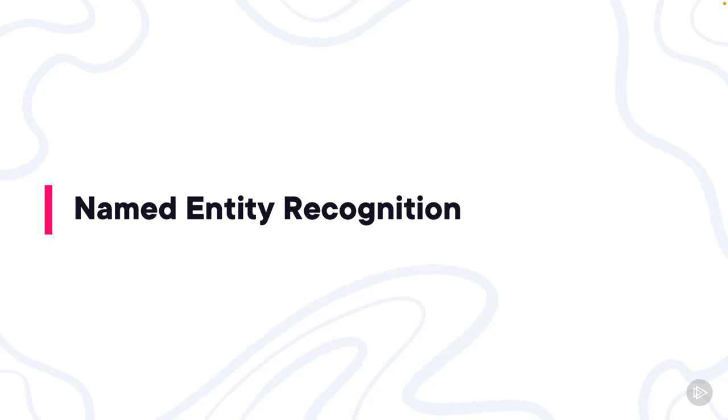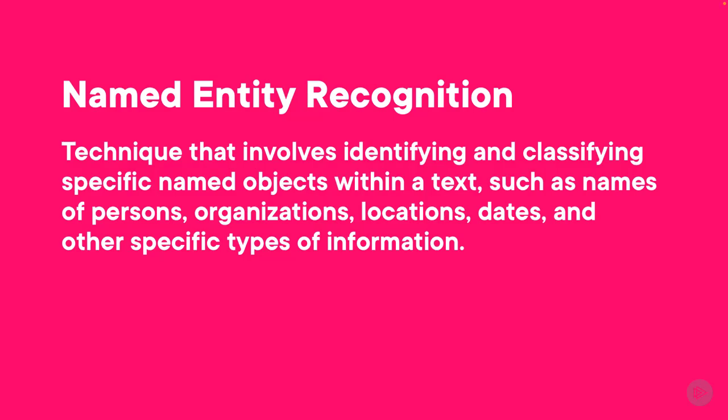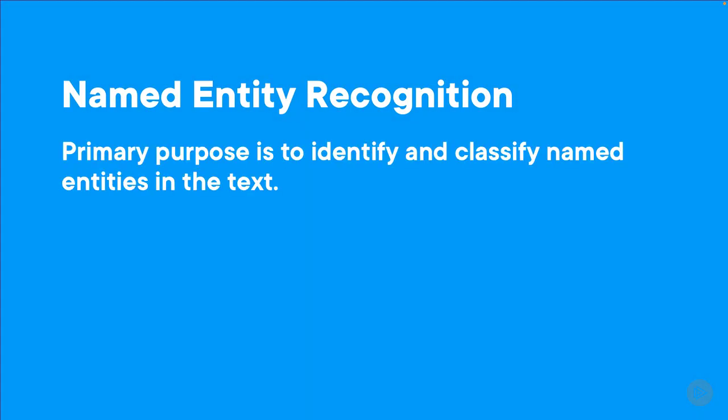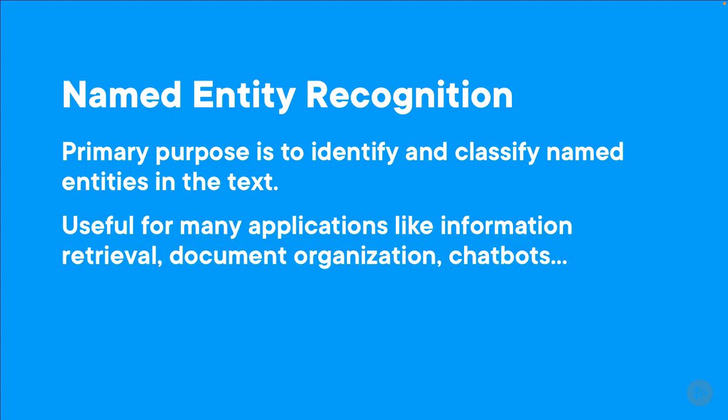Do you know what named entity recognition is? Well, it's a technique that involves identifying and classifying specific named objects within a text, such as names of persons, organizations, locations, dates, and other specific types of information. In named entity recognition, the primary purpose is to identify and classify named entities in the text. It's useful for many applications like information retrieval, document organization, chatbots, and more.